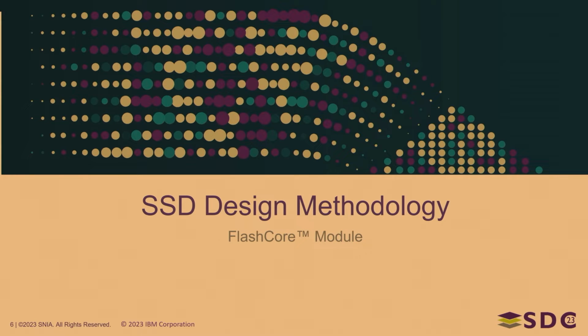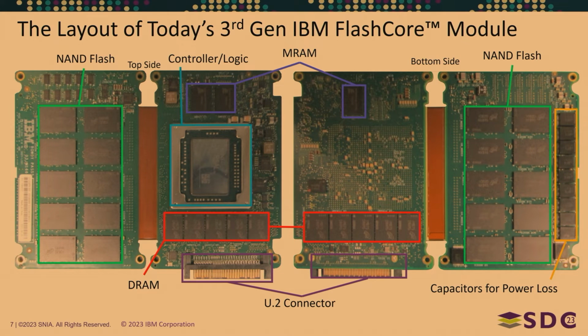So let's look at the SSD design methodology. Here's what the current third generation IBM FlashCore Module looks like. It's got an array of Micron NAND flash. It's got DRAM to address that flash, and it's got an FPGA for controlling the flash memory as well as providing an NVMe interface. And it's got MRAM to help with persistent storage that is tolerant of power failure, and capacitors for also tolerating power failures.